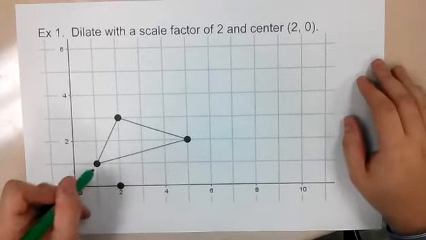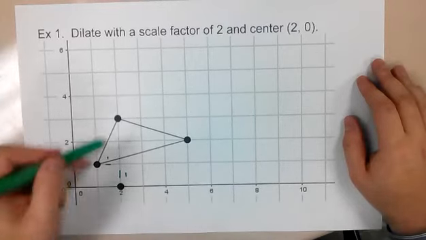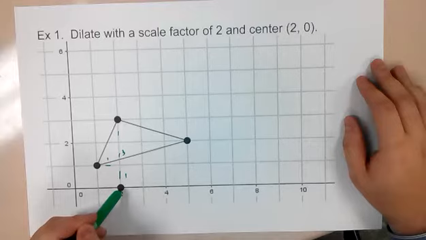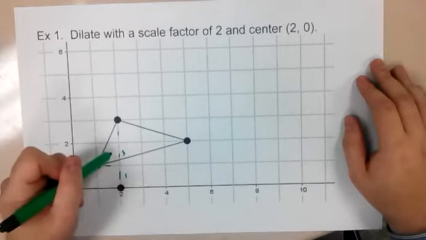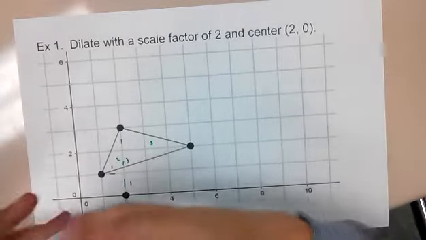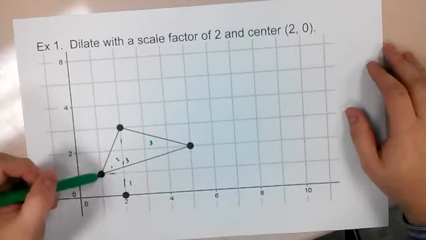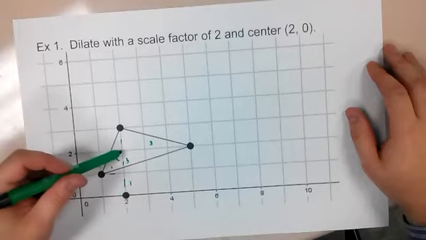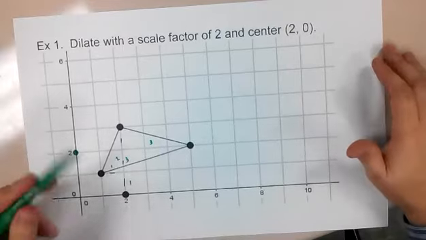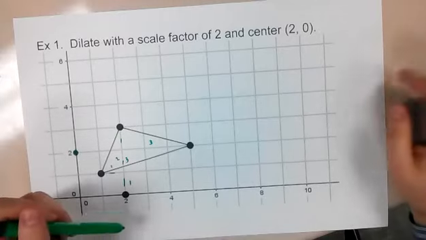So the distance from this point to this point is 1 to 1. The distance from this point to this point is 3. And the distance from this point to this one is up 2, over 3. Okay, now I want to multiply that distance by 2. So to create the new point, from this new point, I'm going to go up 2, over 2. And there's that one.